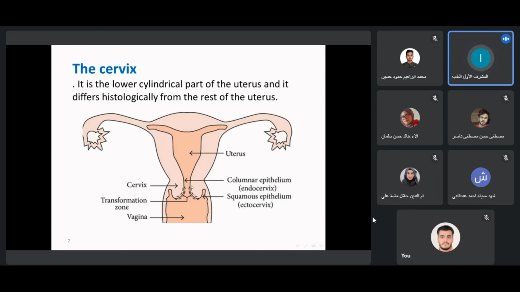The lining of the endocervix is similar to the lining of the uterus, which is columnar epithelium, and the lining of the ectocervix, which is continuous with the vagina, is squamous epithelium. The area of meeting between the endo and ectocervix is called the transformation zone.